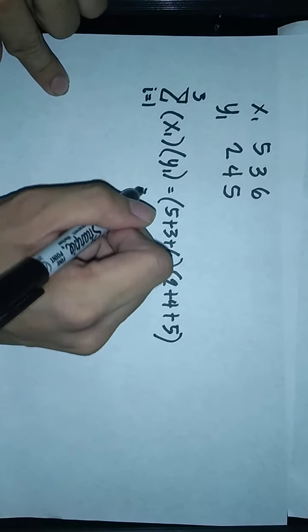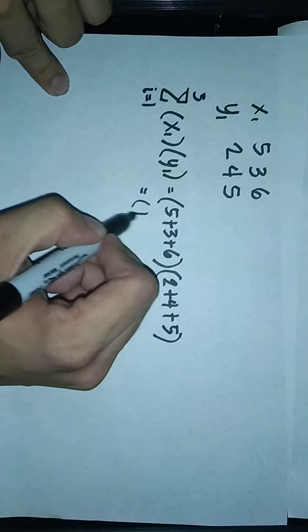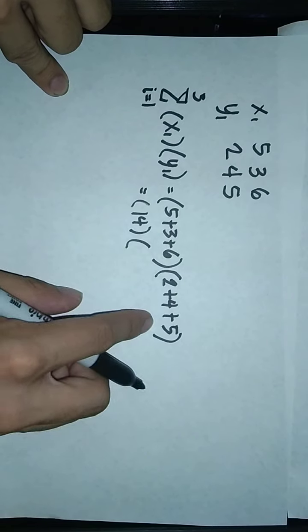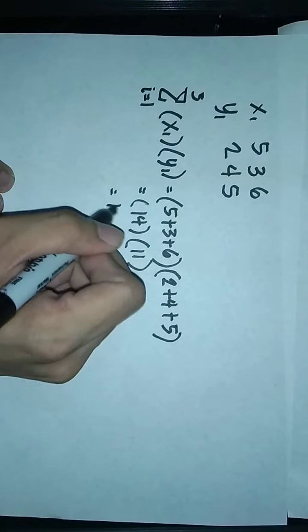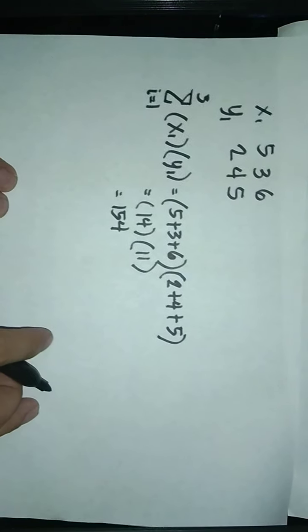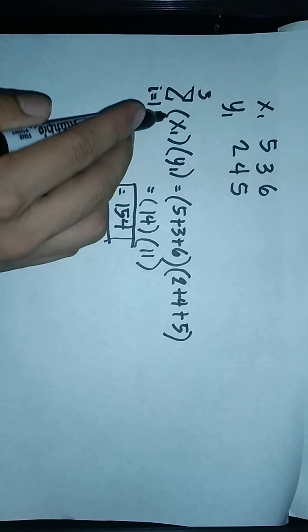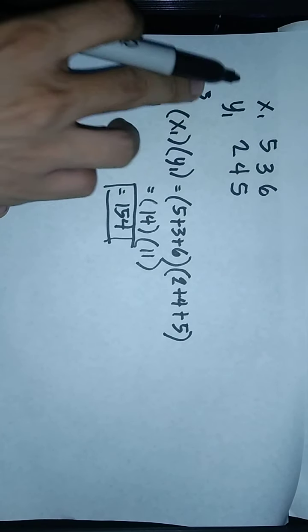Then we will have 5 plus 3 plus 6, that is 14. And then the summation of 2 plus 4 plus 5 is equal to 11. So ang gagawin natin ngayon, i-multiply natin yung 14 sa 11. So we will have 154. So yun yung ating answer, if we have the summation of x sub I times y sub I, where I is equal to 1, 2, 3.